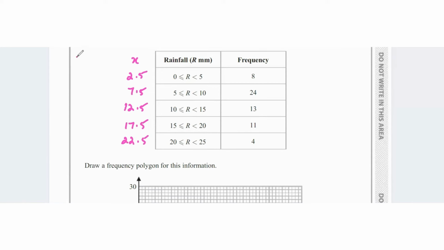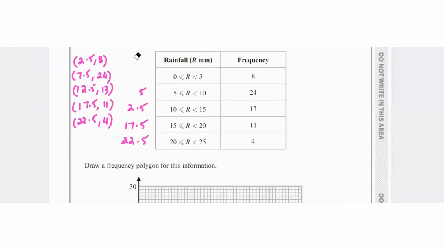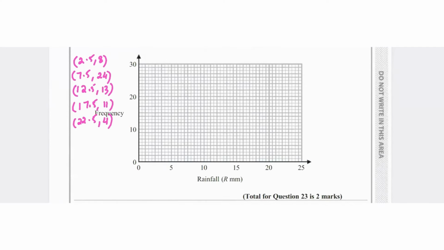So if I write the coordinates over here, that's 2.5 and 8, 7.5 and 24, 12.5 and 13, 17.5 and 11, and lastly 22.5 and 4. So now we're going to plot these points on the grid below. Draw the frequency polygon. So 2.5 and 8 are going to come over here.